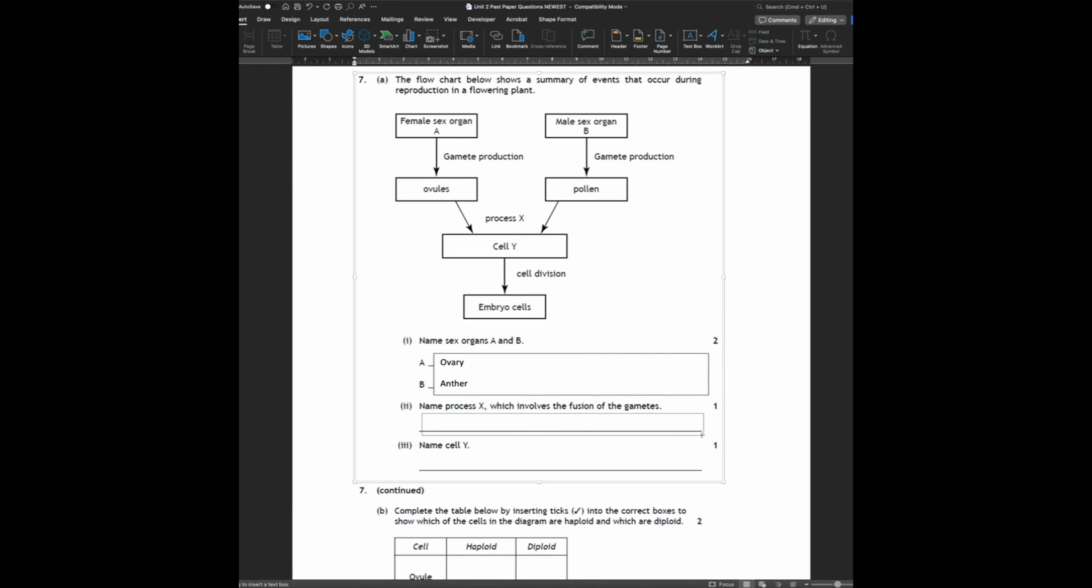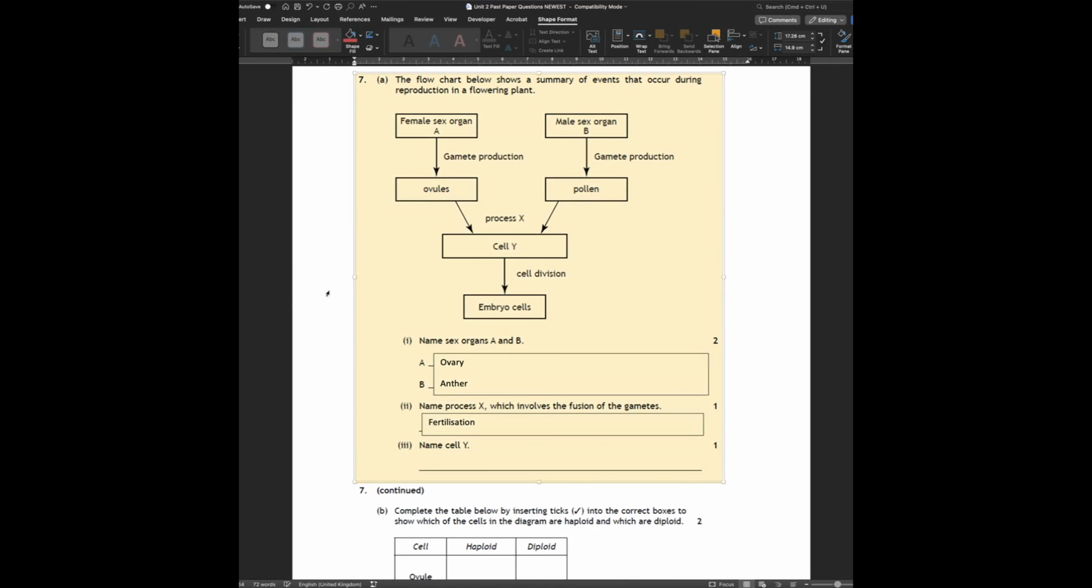Part 2, name process X, which involves the fusion of the gametes. If you did as I said earlier on and you've gone away and memorized it, you should know the definition of fertilization to be the fusion of the nuclei of the two haploid gametes to form a diploid zygote. So you just go away and you memorize that. It's going to take you 5, 6, maybe even 10 repetitions before you are able to do that. But go away and do the work, and it'll mean when you get questions like this in the exam, they'll be dead straightforward for you.